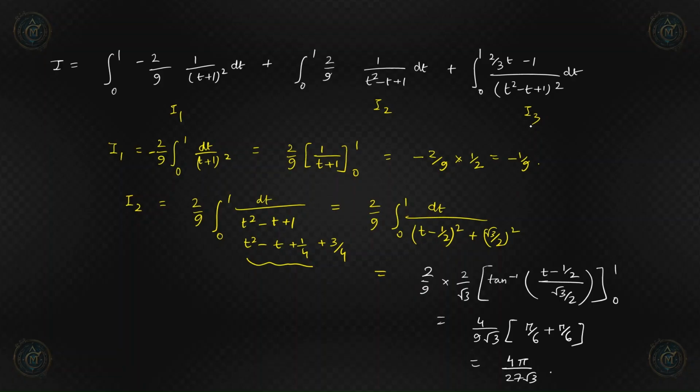Now we have to calculate this I3. I3 is the biggest problem here, because we have a quadratic squared in the denominator. So let us see how to handle this type of question. We have here I3, integral 0 to 1 of 2 by 3 t minus 1 divided by t square minus t plus 1 whole square dt. First we have to express the numerator in terms of the derivative of this function t square minus t plus 1, plus some constant.